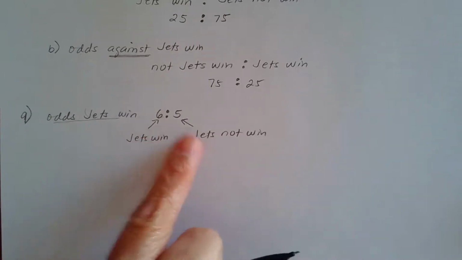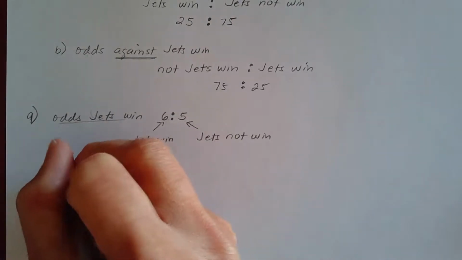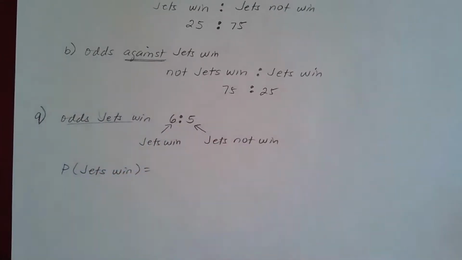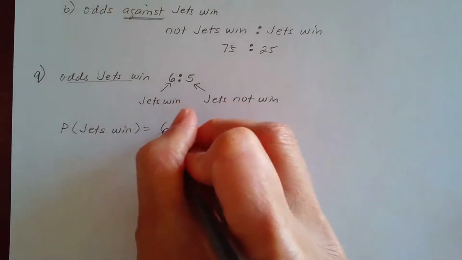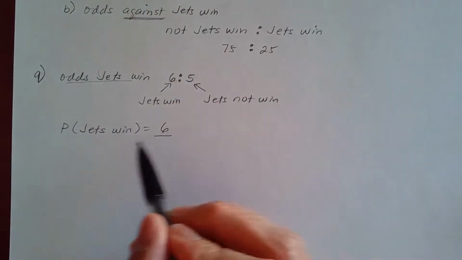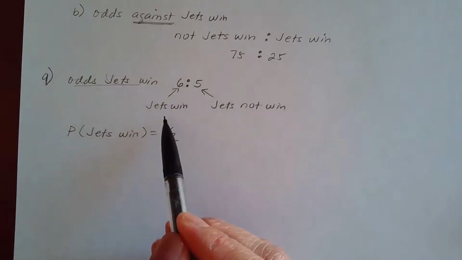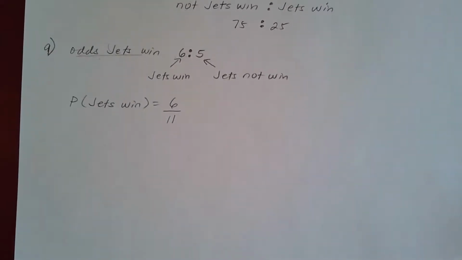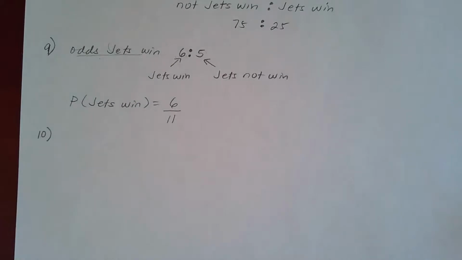That's the given. The question is, what is the probability that the Jets will win? Well, how many ways can they win? 6, divided by, because this is a probability, all possible outcomes. All possible outcomes would be them winning and not winning. So it's 6 out of 11. 6 out of 11. Okay.